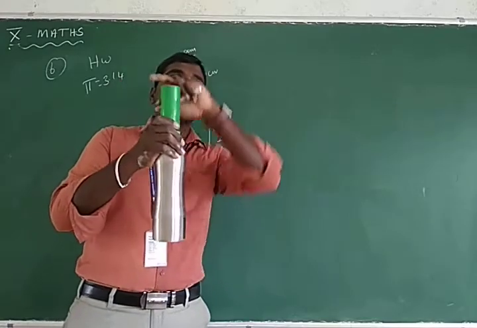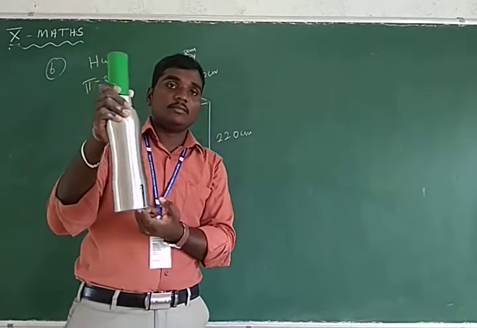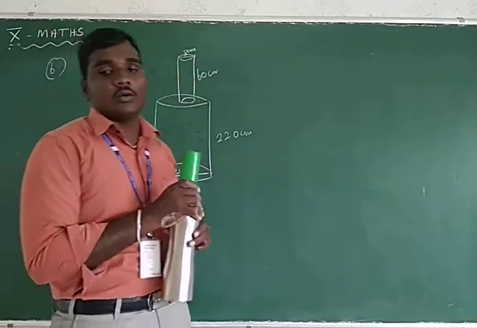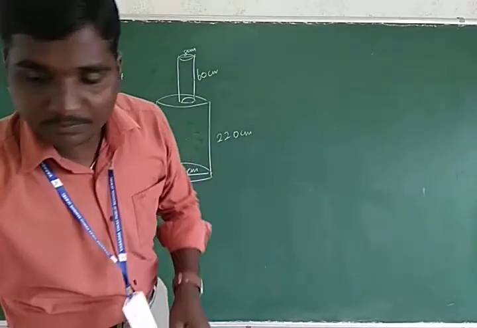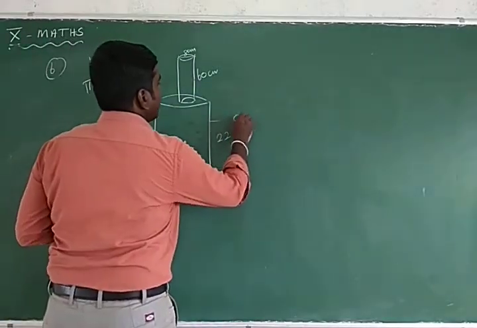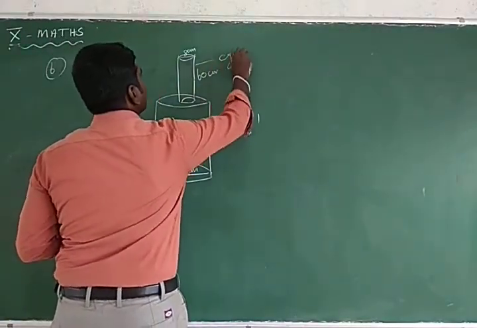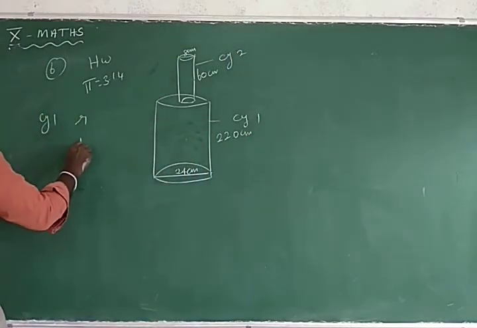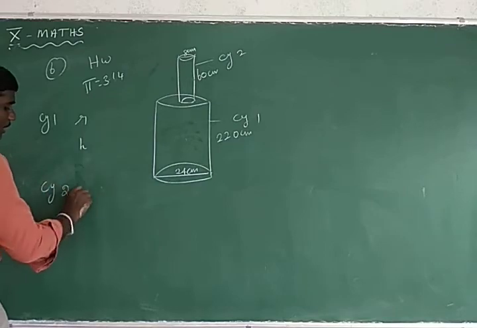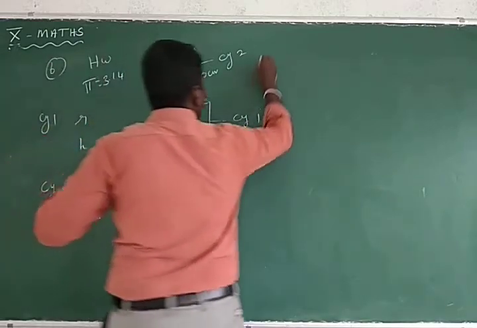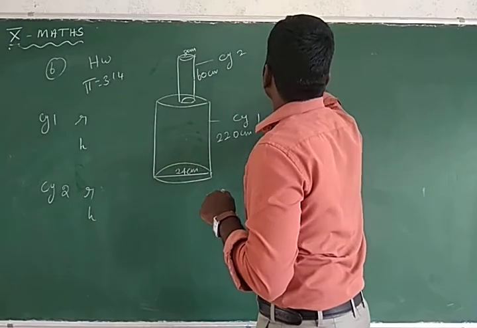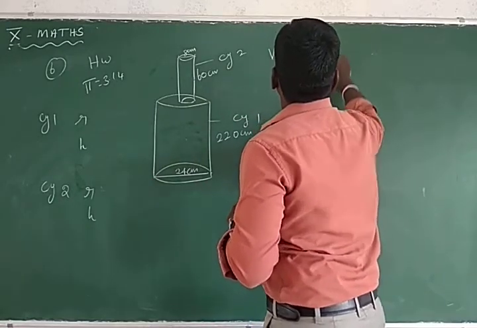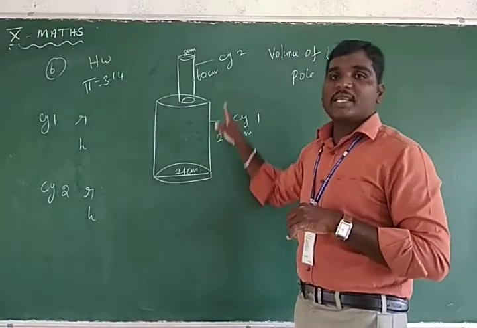In surface area it is only this area plus top area plus bottom area. While finding volume we need to add, the easiest one. So the volume of cylinder 1, assume it as cylinder 1, and cylinder 2. Cylinder 1 radius, height; cylinder 2 radius, height. So volume of pole is equal to volume of cylinder 1 plus volume of cylinder 2.